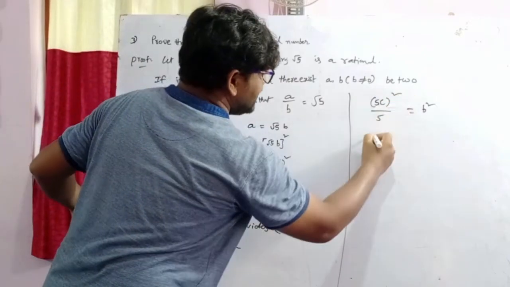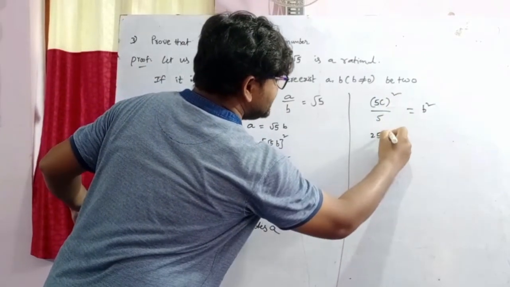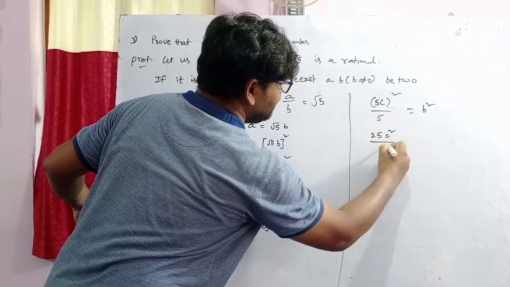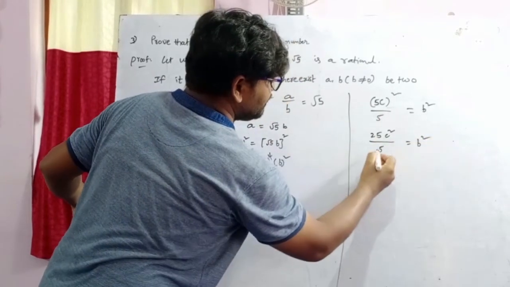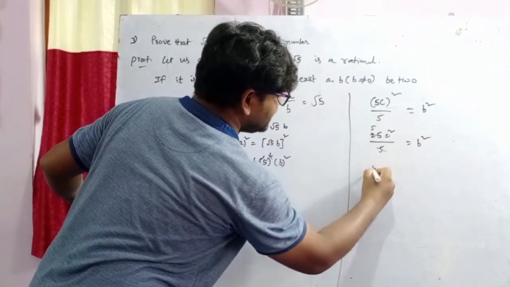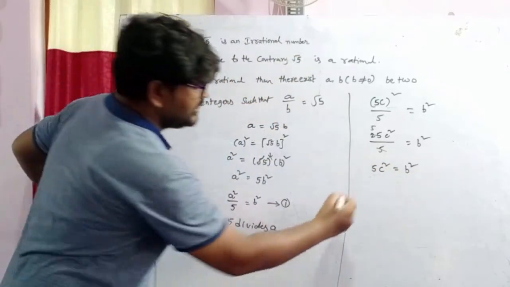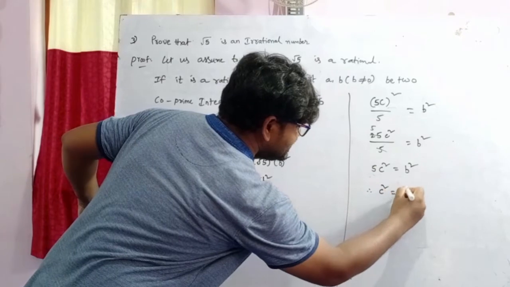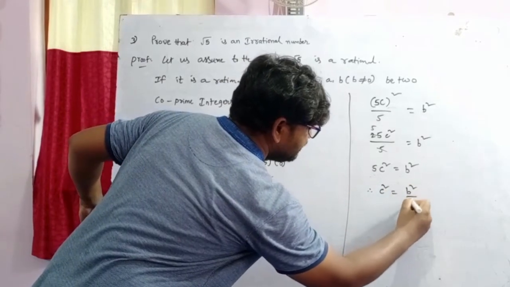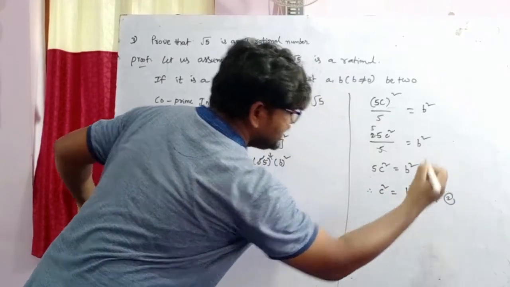5 square, 5 5s are 25, into c square, 25c square by 5 equals b square. 5 1s are 5, 5 5s are 25. 5c square equals b square. Therefore, c square equals b square by 5. This is equation number 2.